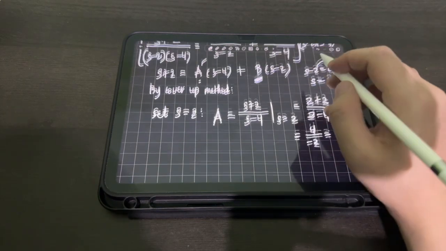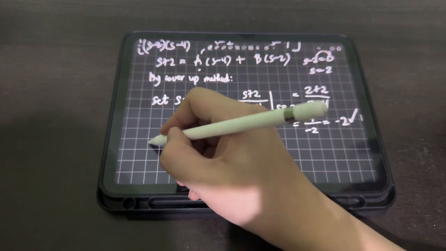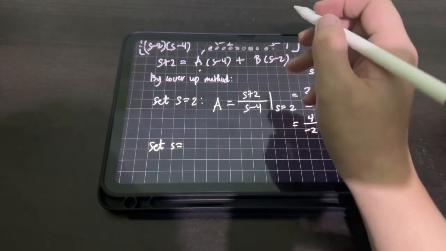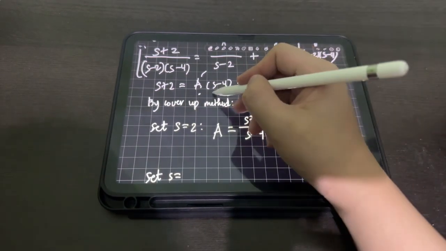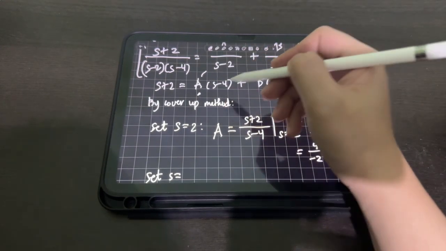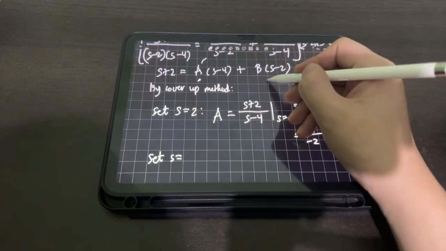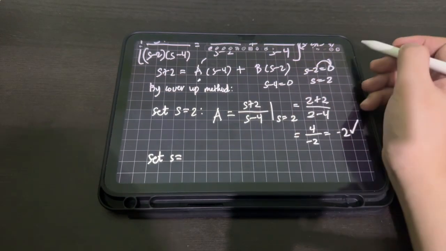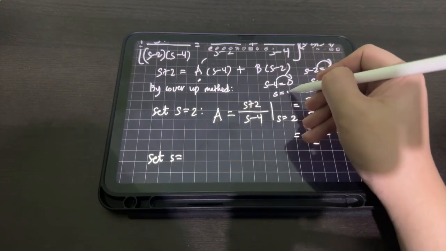Next is to solve for b. So, this time, we can set s equal to what? Since we're solving for b now, look at the factors of the other unknown, capital A. Its factor is s minus 4, right? So, set that s minus 4 to 0, then solve for s. So, transpose negative 4 to the right, s is 4.